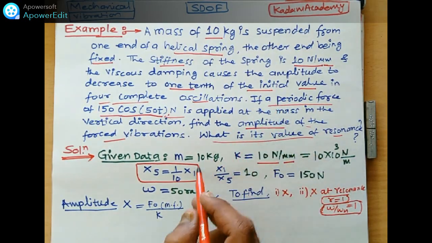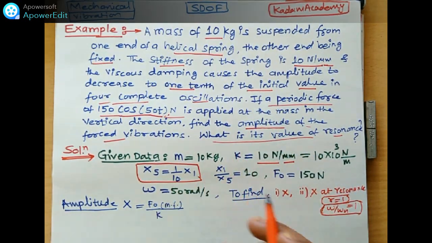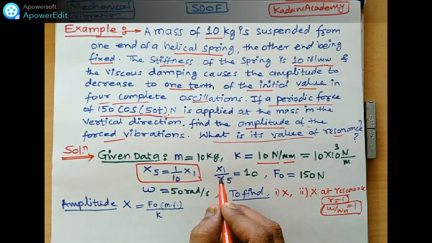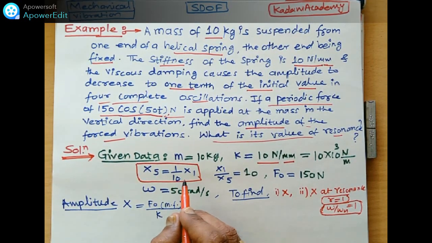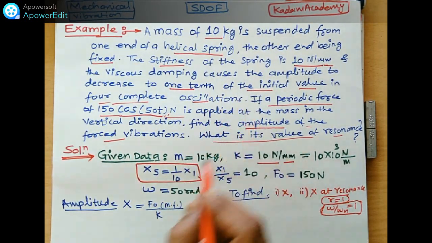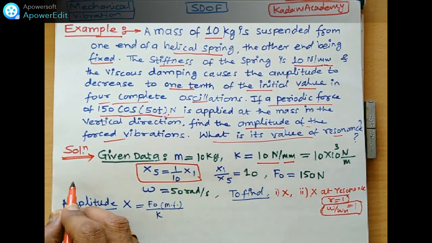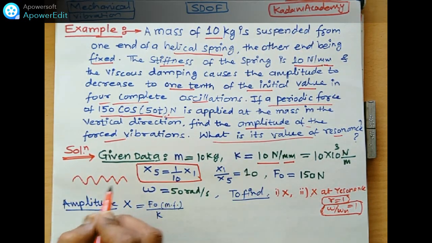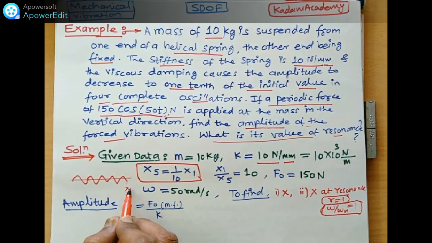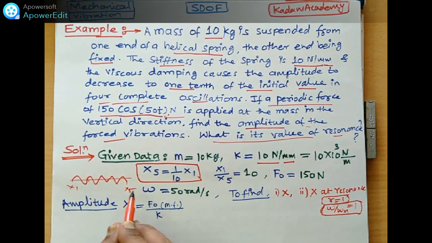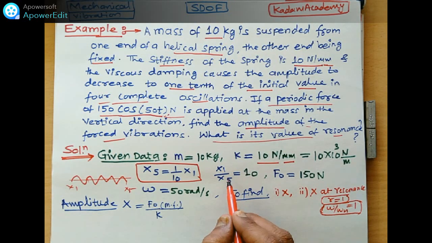Means x1, x2, x3 like this, 4 oscillations, the ratio of the amplitude x1 upon x5 at the end is equal to 1/10 of x1. What is the meaning of this? The oscillations are there, x1, x2 like this. After the 5th oscillation, x5, and here is x1. So x5 is equal to 1/10 of x1. Its value is described like this. So what is x1 upon x5?